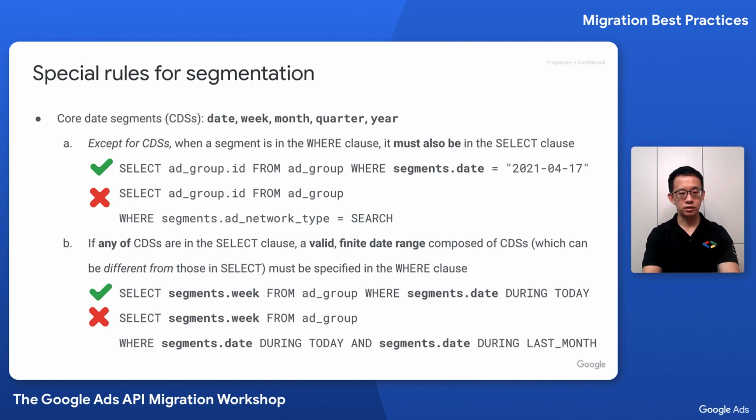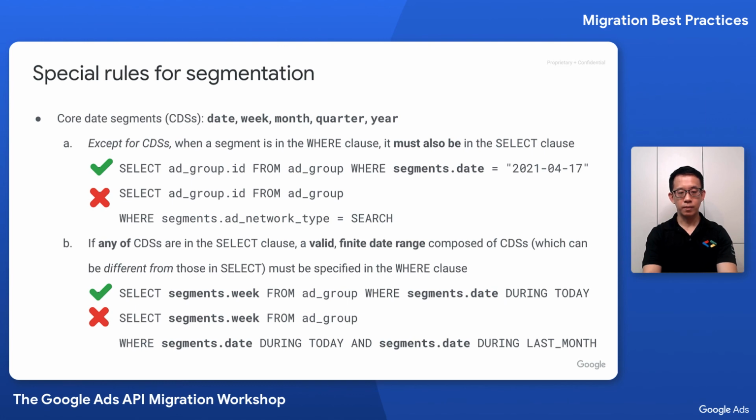The first one, select segments.week from adgroup where segments.date during today. This one is a valid one because although segments.week does not appear in the where clause, we have segments.date, which defines a valid finite date range for us.